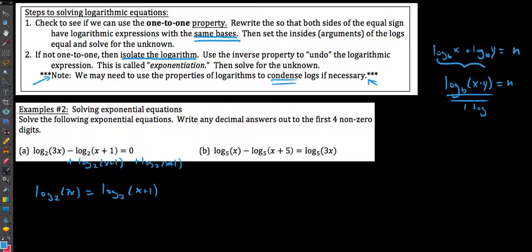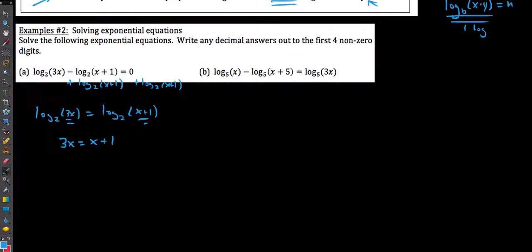And this is fantastic because it means that I can go ahead and take what's inside my logs and set them equal to one another, since these are two equal logs that have the same bases. So let's go ahead and finish solving this one here. We get 2x equals 1 if and only if x equals a half. And again, it's worth our trouble of going and plugging this back in up here to check. But in this case, I'm going to leave that to you if you want to check it. We're going to move on to letter B.